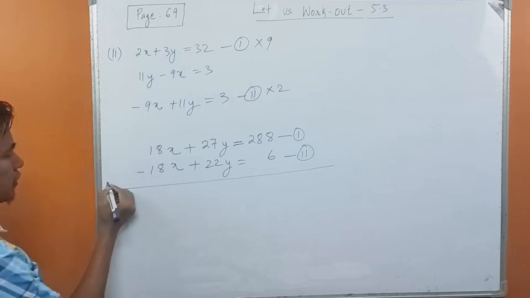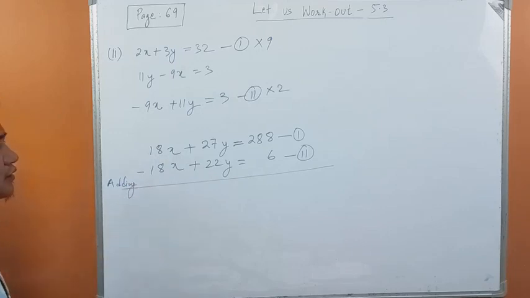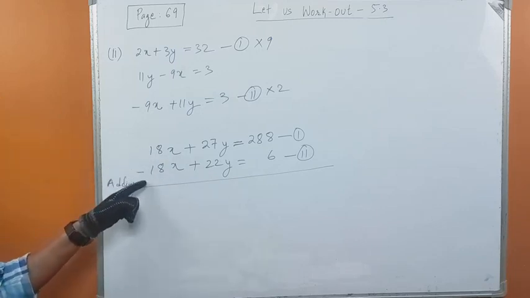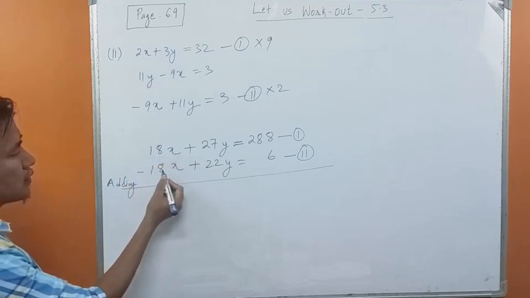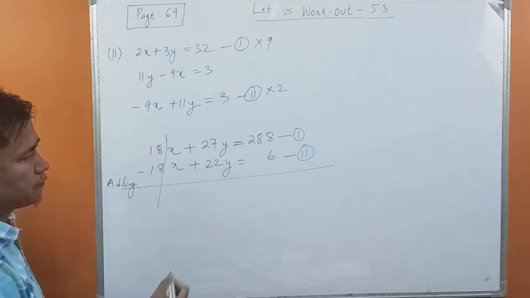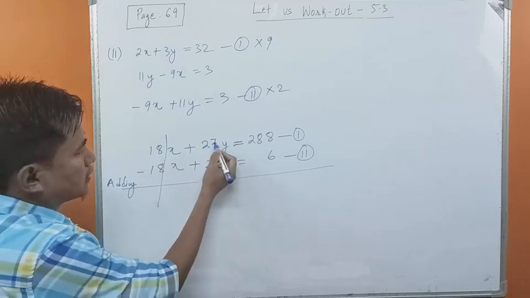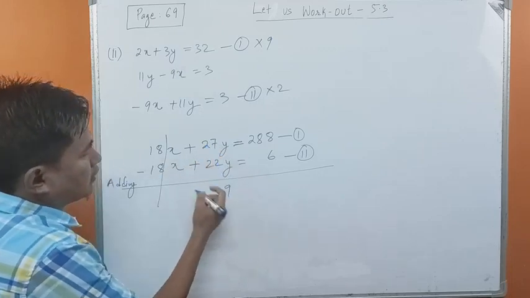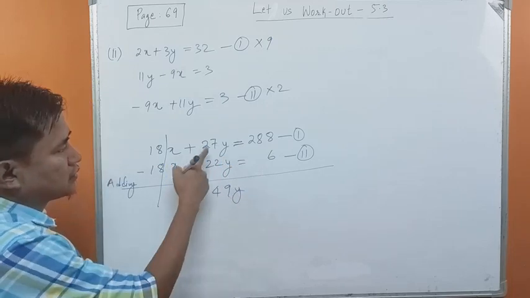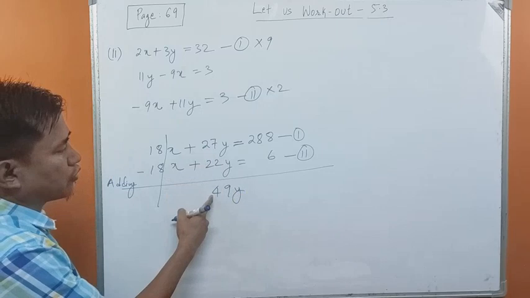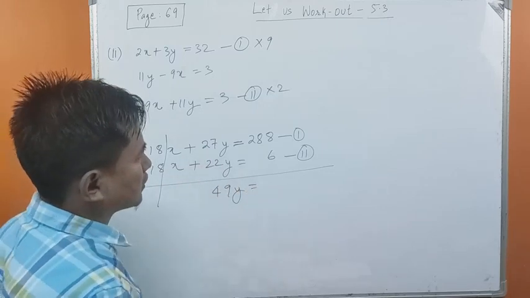So what we do, we simply add up. If the signs were same, then we would subtract, isn't it? Now we have different signs, so we add, okay? So this is 18x positive, 18x negative. So this becomes 0. Plus plus, same sign, isn't it? So we need to add up these two numbers. 27 plus 22: 7 plus 2 is 9, 2 plus 2 is 4. 49y, isn't it? Plus plus plus, so we don't write the sign, okay?